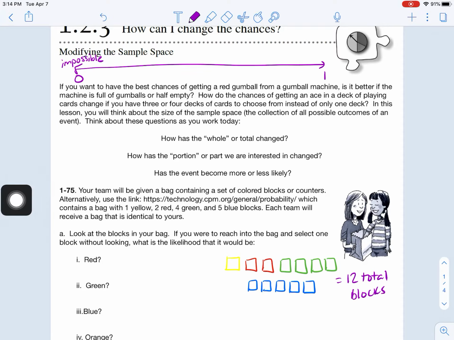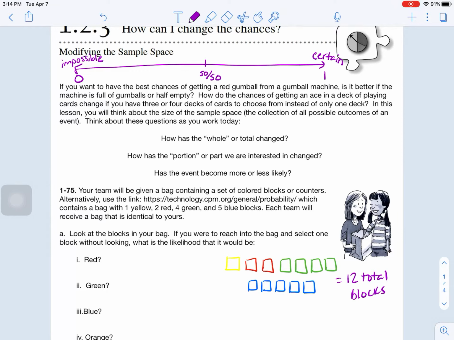Going all the way over to the 1, that would be a 100% chance. It is going to happen. Those are going to be certain types of events. For example, I flip a regular quarter and it's going to land on heads or tails 100% of the time because those are my only two choices. Then right in the middle, that's going to be your 50%, or our 50-50 or 1/2, something that would be equally likely to happen.